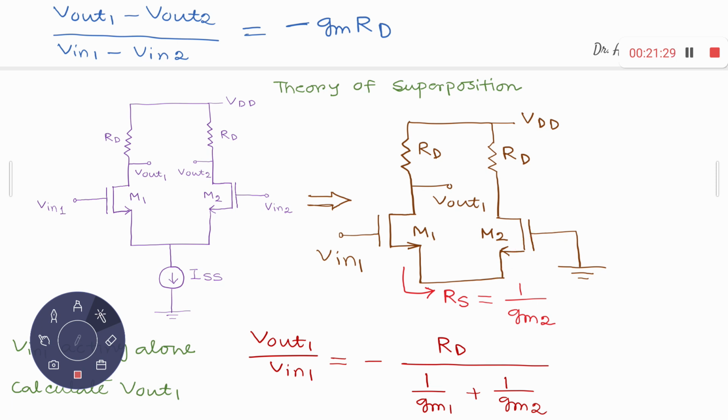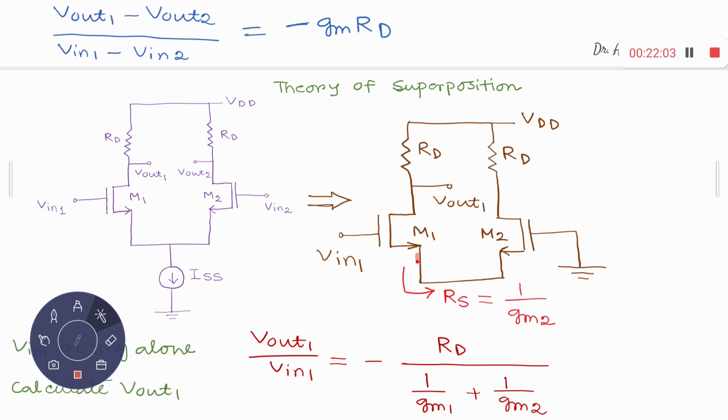So now we have applied some Vin1, some drain resistance RD, and some source resistance equal to 1 upon gm2. Right? So what should my gain be? The gain is nothing but minus of the resistance in between the drain and the ground divided by 1 upon gm of the amplifying device plus the resistance in between the source and the AC ground. From here to ground, what is the resistance?